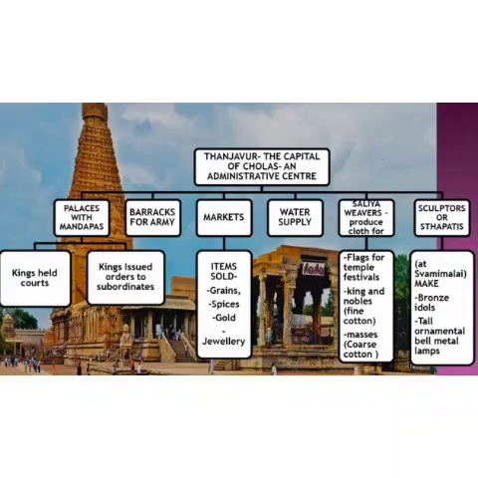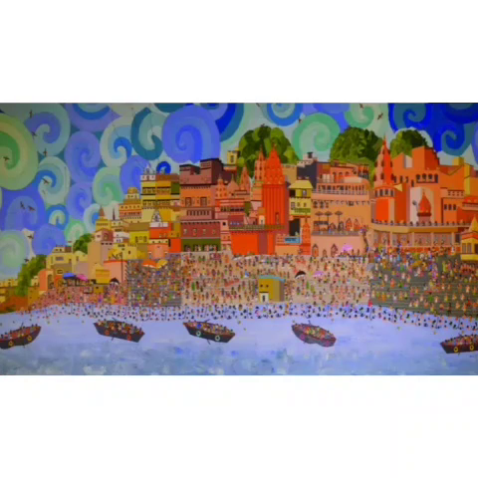There were big palaces with mandapas that we have talked about in the previous chapter. There were barracks for the army. Kings also issued orders to subordinates. Then there were markets as well, as I have told you, it changed into a commercial industrial center. Items used to be sold over there like grains, spices, jewelry. Then flags were also made, and bronze idols were also made over there. So such towns also became commercial and industrial centers as well. जैसे मैंने बताया था, at one place more than one activity also exists.